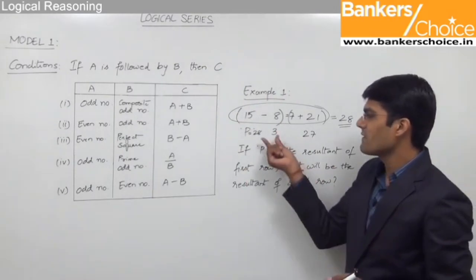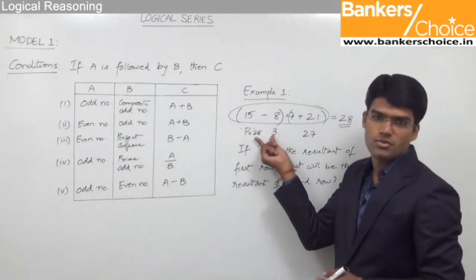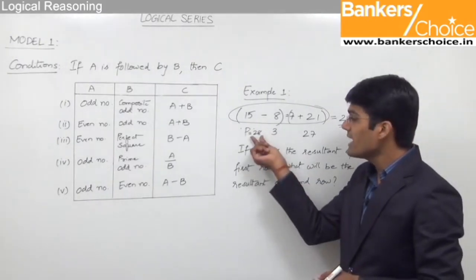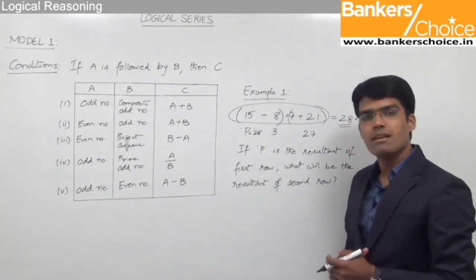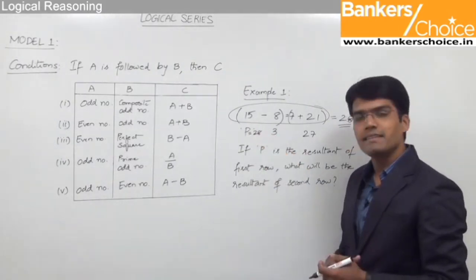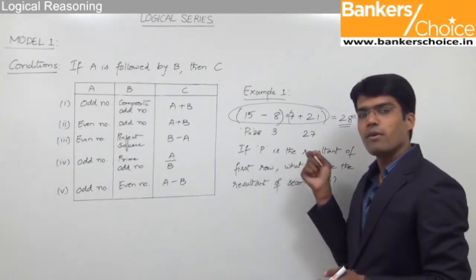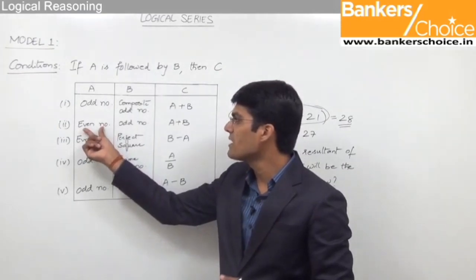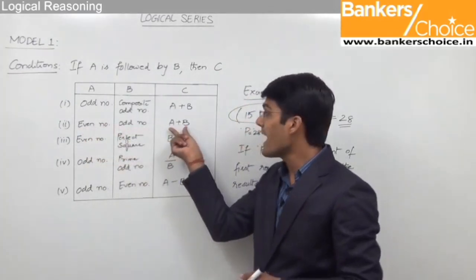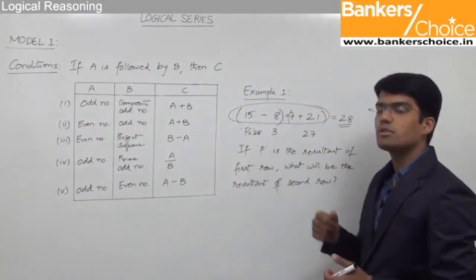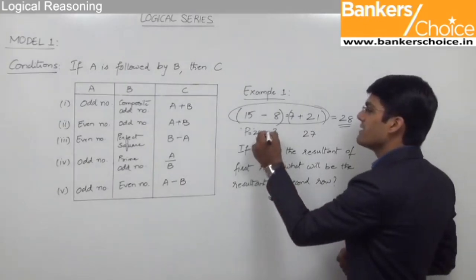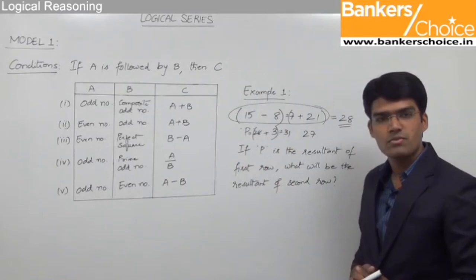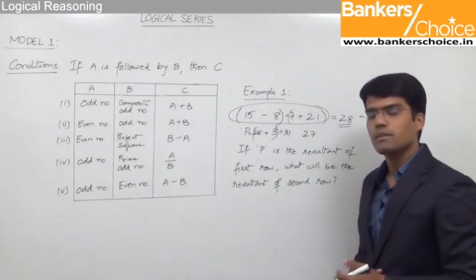Now to find out the resultant of the second row, first we need to take the first two numbers here, that is 28 and 3. We know that 28 is an even number and 3 is an odd number. So here 28 and 3 form an even number followed by an odd number, and the condition to be applied here is the second condition, that is even number followed by odd number, they are added. So here we need to add 28 and 3 to get the resultant, that will be equal to 31. So we can say that the resultant of the first two numbers in the second row is 31.